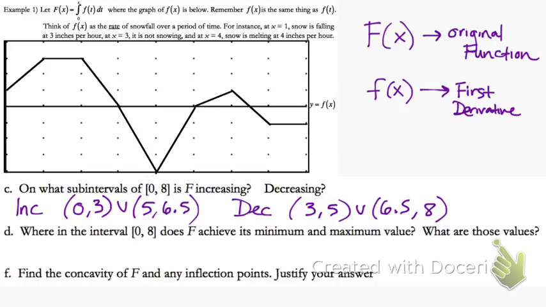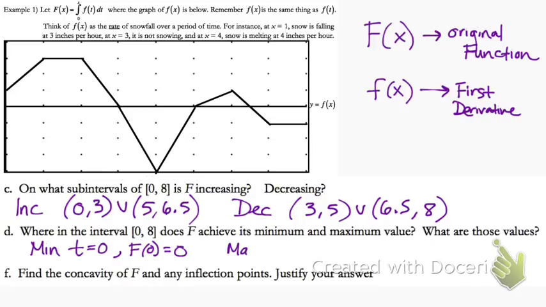D says, where in the interval from 0 to 8 does f achieve its minimum and maximum value, and what are those? So the very smallest value that it reaches is 0. At the very beginning, there's no snow on the ground. So the minimum would be at time equals 0, and f of 0 is equal to 0. There was no snow on the ground at 0 seconds.